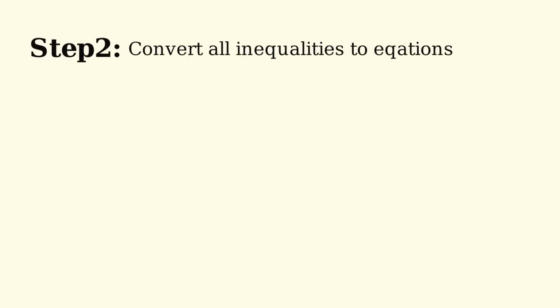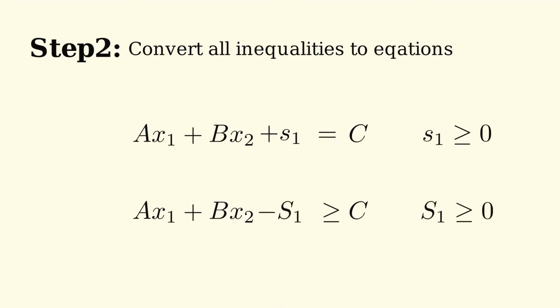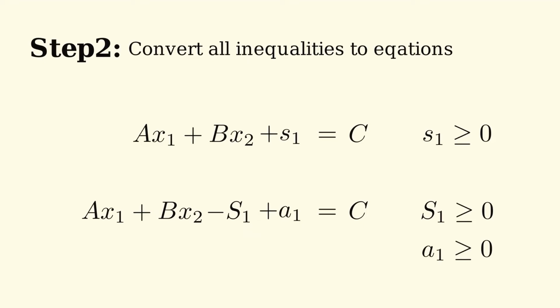The next step is to convert all the inequalities to equations, which is done by introducing some new variables. These are called slack variables in less than or equal to inequalities, and these are added to the LHS because it is less than or equal to the RHS. And surplus variables in greater than or equal to inequalities, and we subtract these from the LHS because the LHS is greater than the RHS. Simple. We also introduce artificial variables in greater than or equal to inequalities, but I'll get into that in a little while.